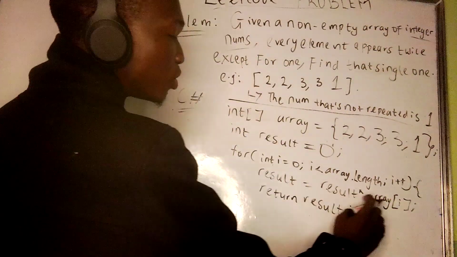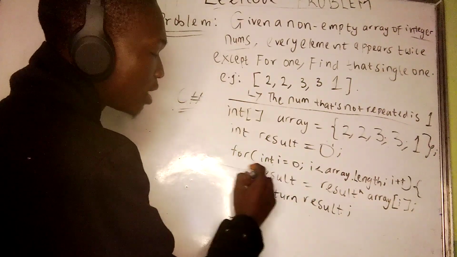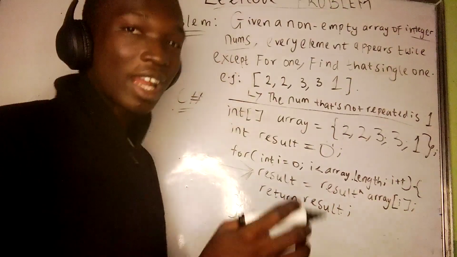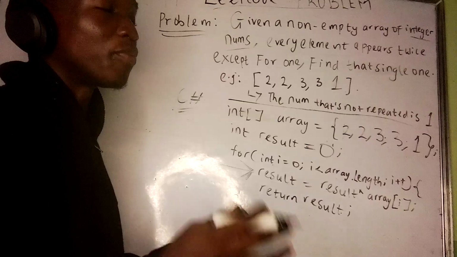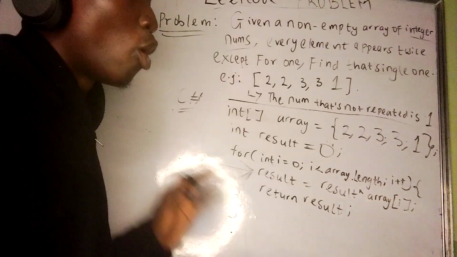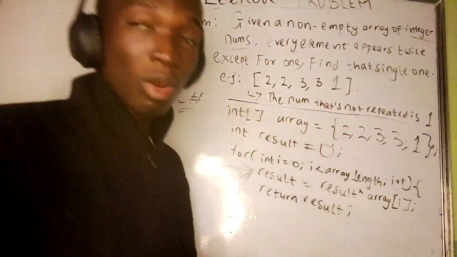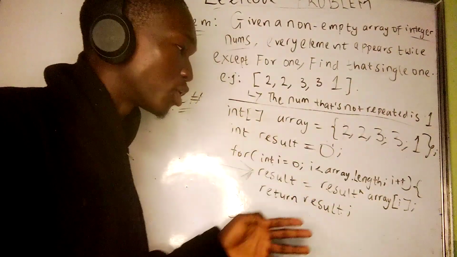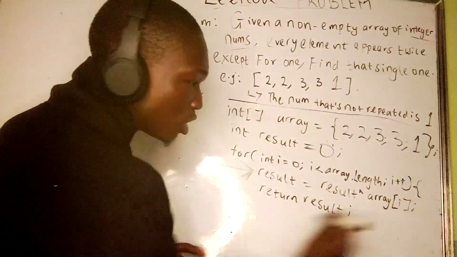Then result is equal to result caret array[i]. This is where the entire algorithm lies. This is where you can choose to update your code and add more things, like adding a function that prints out nums, or wrapping all of this into a function called singleNumber. I think we did that in the previous video. But what I just want to point out is that this is essentially where the algorithm works.